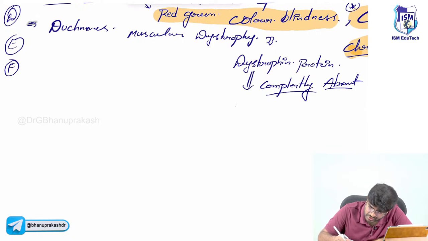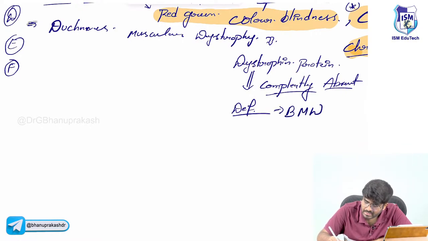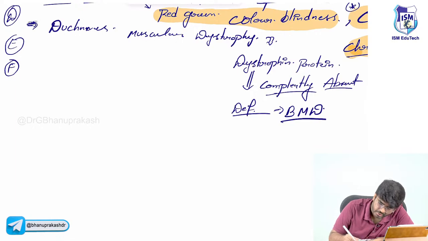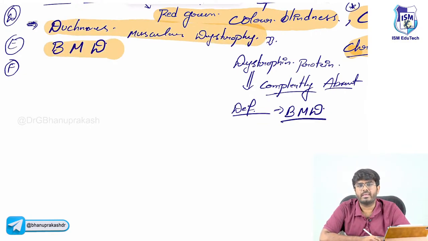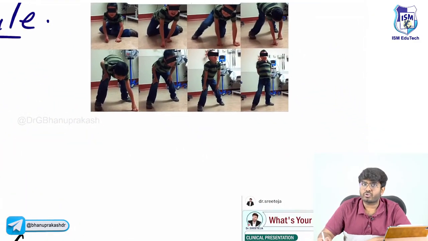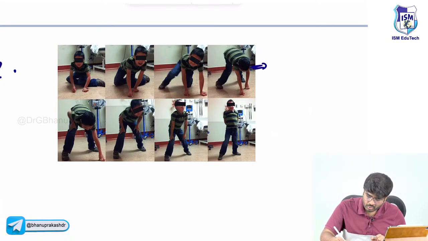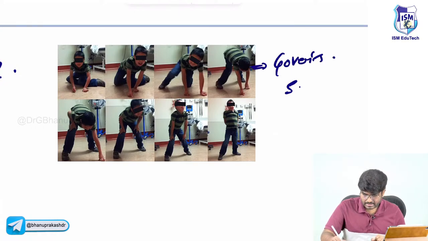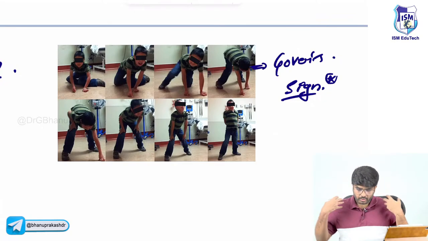For example, if there is a dystrophin deficiency, a defect, that is going to cause Becker's muscular dystrophy. So D stands here for Duchenne's muscular dystrophy as well as Becker's muscular dystrophy. Becker's is because of the deficiency; Duchenne's is because of the complete absence. Because of that deficiency in the protein dystrophin, the patient is going to have weak skeletal muscles. So the sign is called Gower's sign. The patient is standing with the help of the upper extremities: that is Gower's sign.